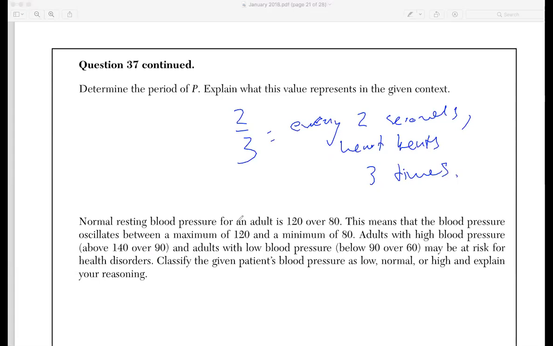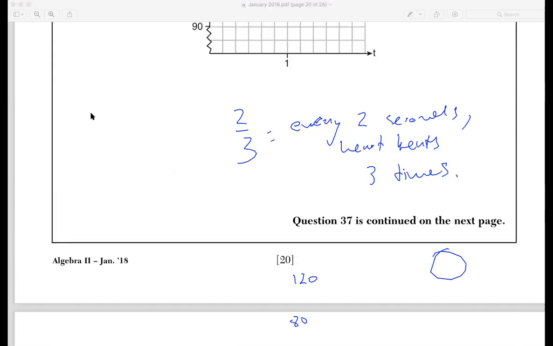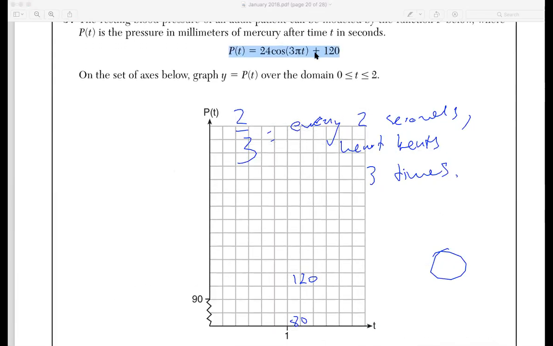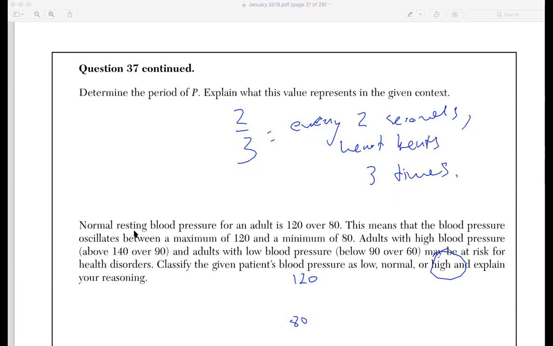And it says normal resting blood pressure for an adult is 120/80. That would mean that 120 is the highest and 80 is the lowest. Adults with high blood pressure may be at risk. Classify the given patient's blood pressure as low, normal, or high. Well, I think he started at 120, so he would have high blood pressure because he started at 120. Let's go back up. Yeah, this guy's blood pressure started at 120 and went up and then down. So we'd say that he has high blood pressure.